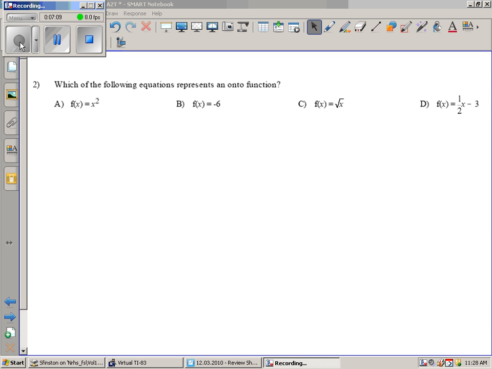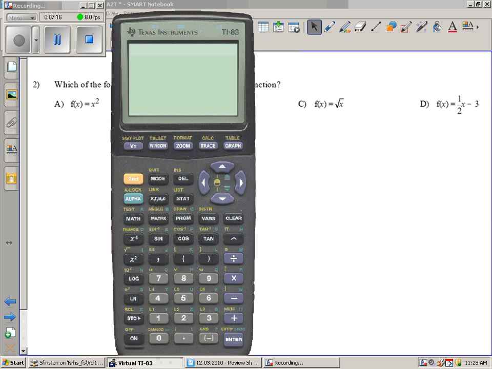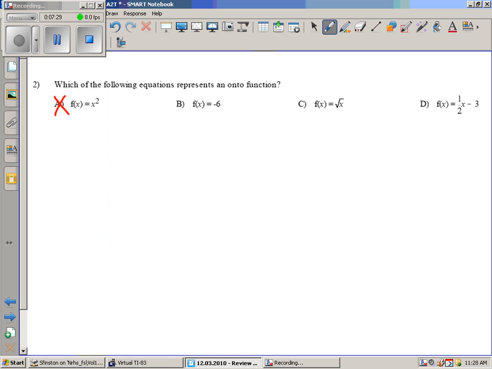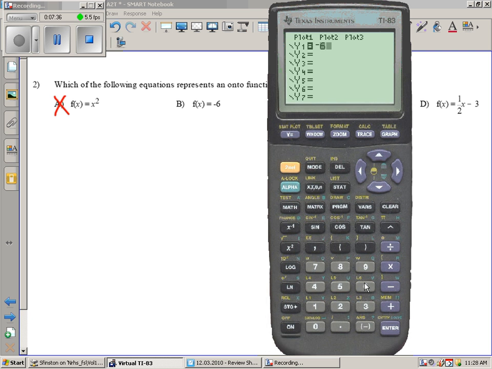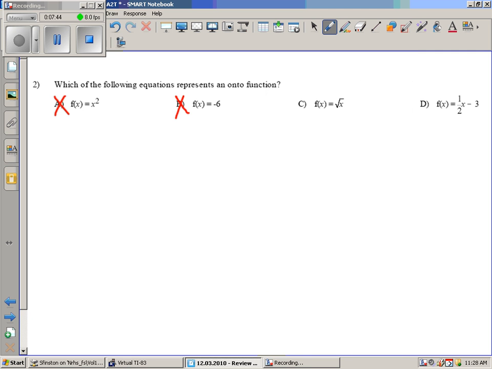Number 2, which one represents an onto function? Onto functions have all their y values being covered. They have no restrictions in their range. Everything works. So let's take a look at x squared. This one's kind of hard to look at on your calculator, but we're going to do the best that we can. Is A an onto function? No, because it's got a space right here. Cross A off. What about B? Let's check out B. Is negative 6 an onto function? No way. We got a big space. What about C?